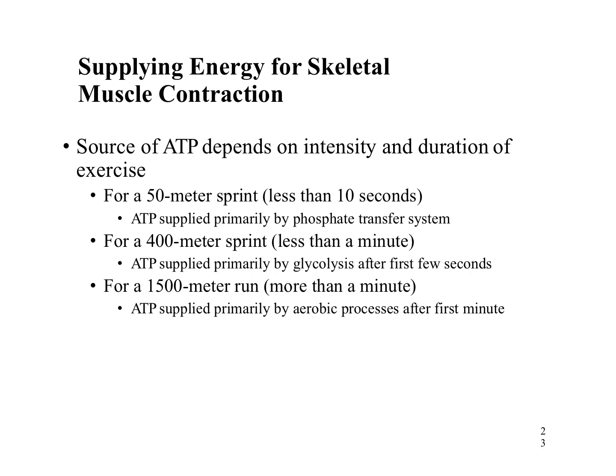Okay, cool. For a longer exercise, such as a 400 meter sprint, less than a minute, still high intensity, sprinting. Okay, ATP is supplied primarily by glycolysis, right, after the first few seconds. So 5 seconds of transfer, and then glycolysis from there on out. After a 400 meter sprint, the Olympics just stopped.